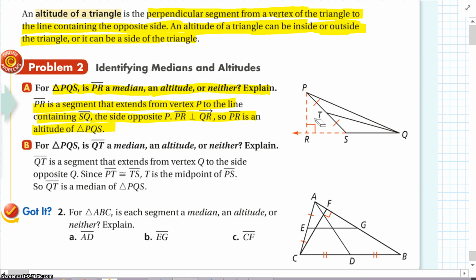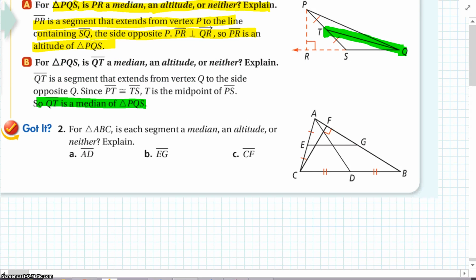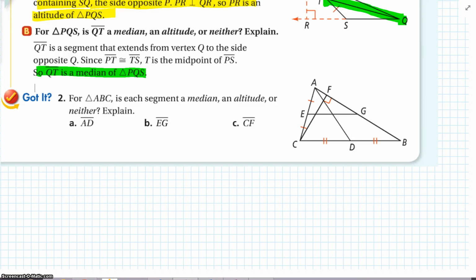For triangle PQS, is QT a median, altitude, or neither? Well, point T is a midpoint of PS, and it goes to the opposite vertex, so it must be a median. So, segment AD. D is a midpoint, A is a vertex, so AD must be a median.